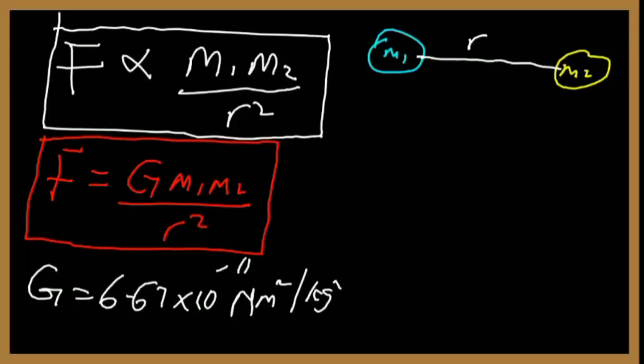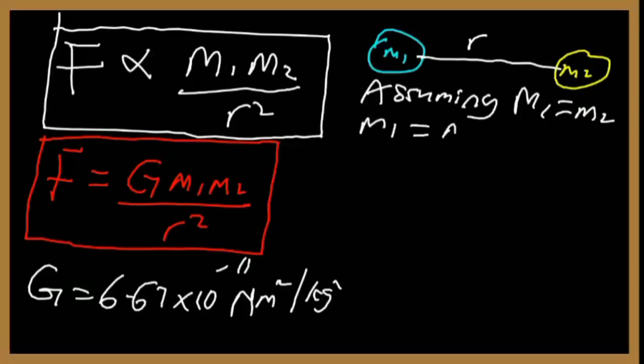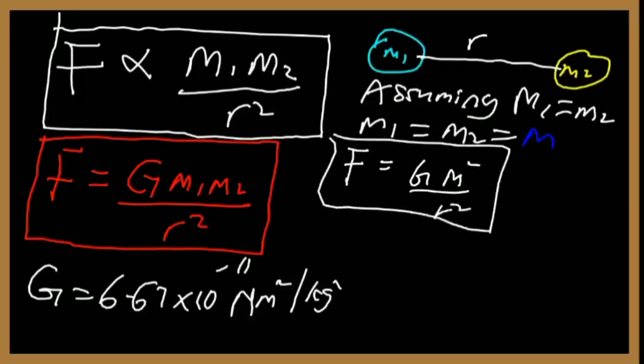Always take note that, assuming m1 is equal to m2, what happens if the masses are equal? Then m1 will be equal to what? m2 will be equal to what? M. Therefore, the formula will now become F equal to G, m times m, and m times m will give me what? M square all over r square. This is the case when the masses are equal.